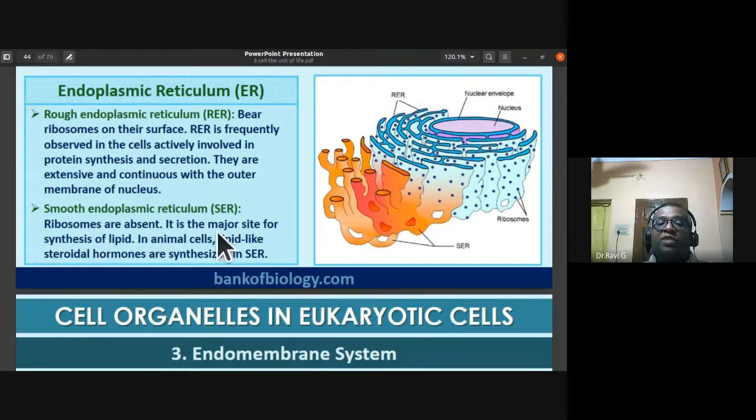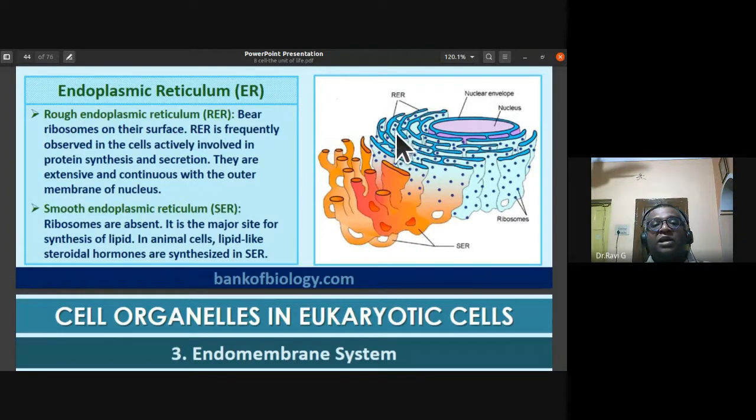Now the smooth endoplasmic reticulum. Here you notice these are the smooth endoplasmic reticulum, which we also call SER. Ribosomes are absent on the smooth endoplasmic reticulum and they are just tubular structures. It is a major site for synthesis of lipids, so the lipids are synthesized in the smooth endoplasmic reticulum.